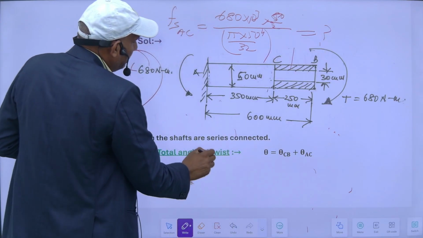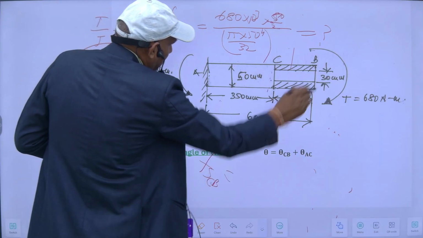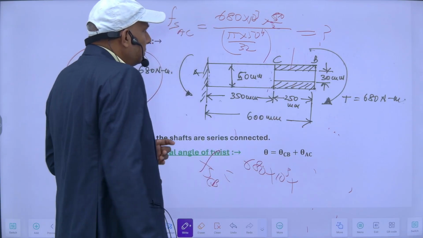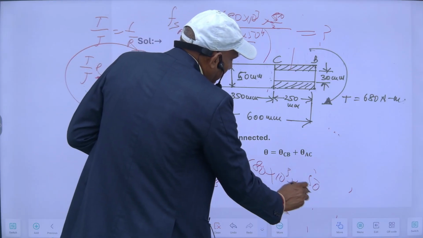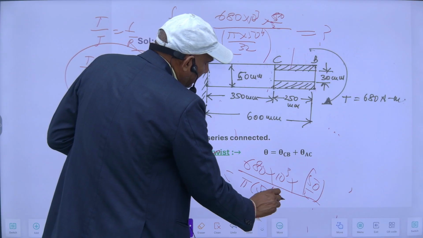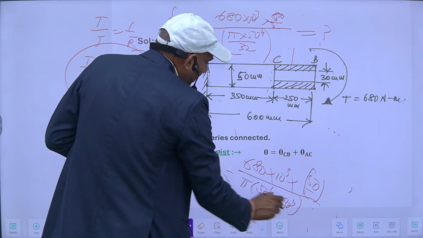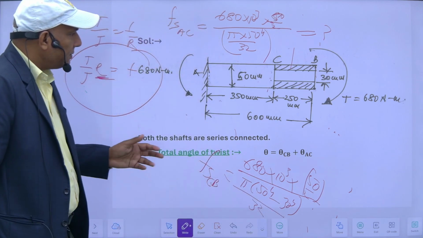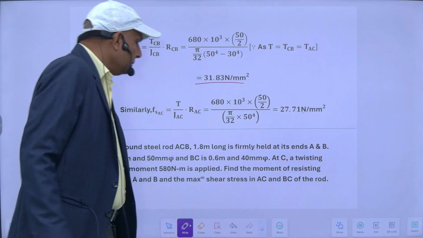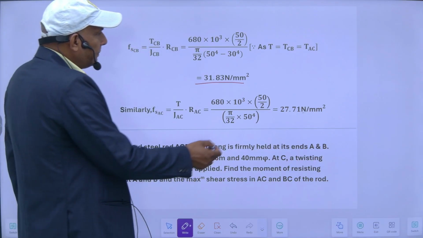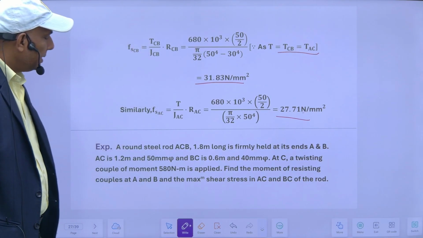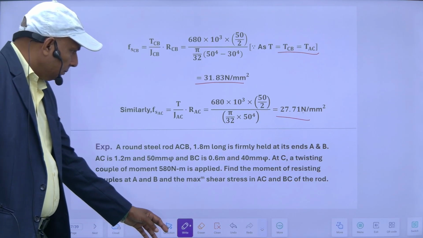And shear stress of CB portion will be torque, this is common, into its radius. Its radius will be half of the outside, and its J. So J here will be pi into 50 raised to the power 4 minus 30 raised to the power 4, this is inside, divided by 32. With this I can calculate Fs1 and Fs2, and this will be equal to 31.83 for CB portion, and for AC portion it is this one. So torque here is the same for both. These are my values of shear stresses. So another numerical.